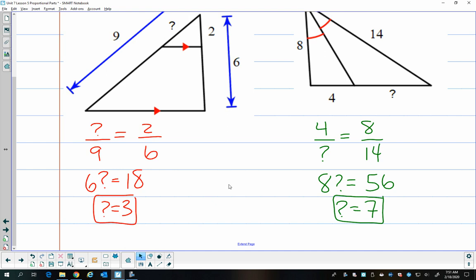So again, if you didn't get the same answer as me, make sure you ask me a question in class. If you got the same answer as me, but your proportions looked a little different, that's okay. Like I said, there's a few ways you can write these proportions. Just be consistent.